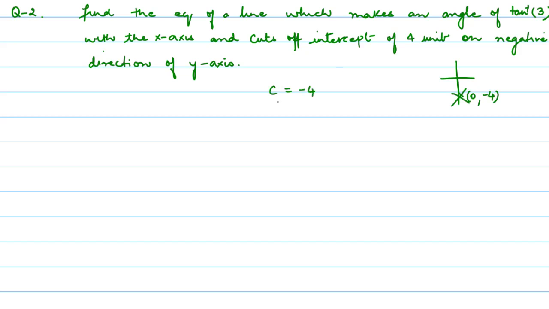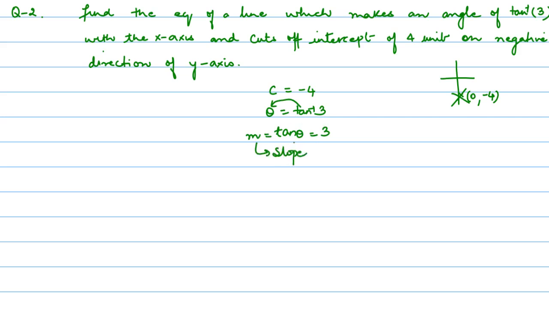And theta is given to be tan inverse 3. Now, if tan inverse 3 is theta, therefore, taking tan to the other side, tan theta is 3. And tan theta is m, the slope.